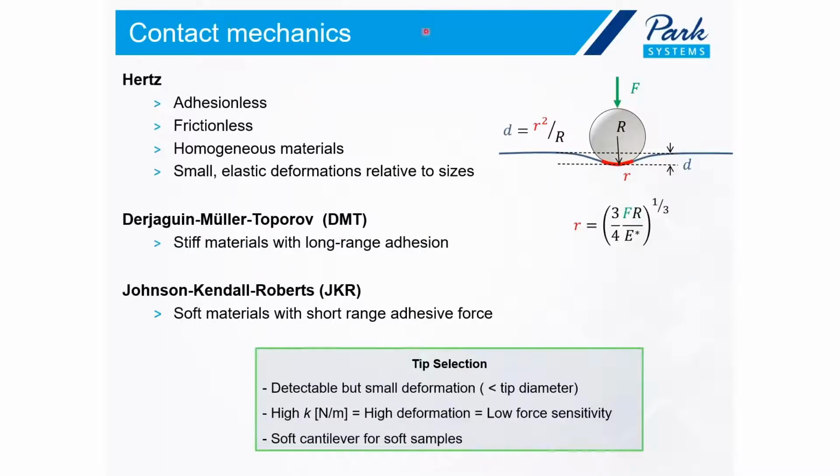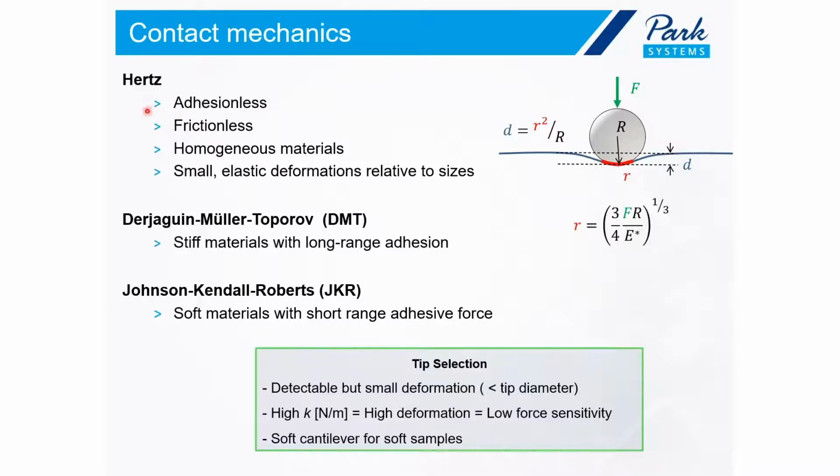But first I want to talk a little bit about contact mechanics. Why these are needed. Basically, the force distance curve only measures stiffness. We need to convert stiffness to a modulus number. We need to use contact mechanics models. The simplest one is the Hertz model.